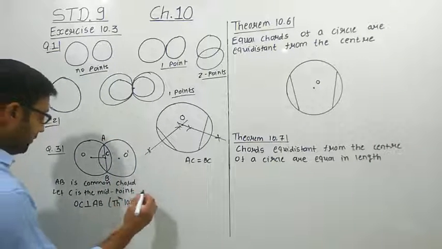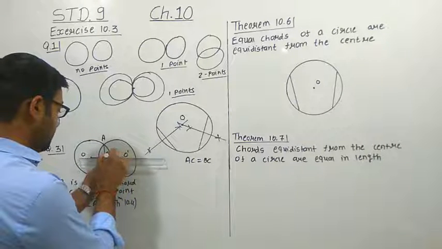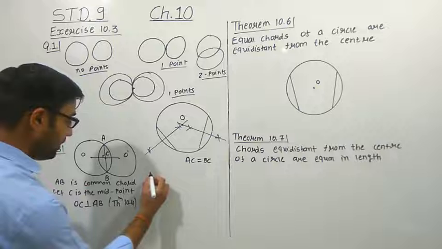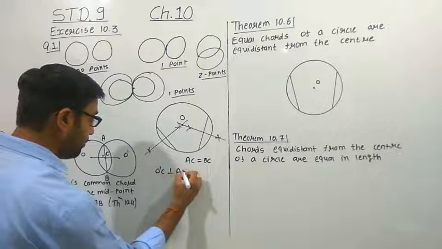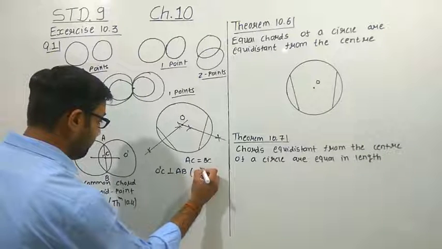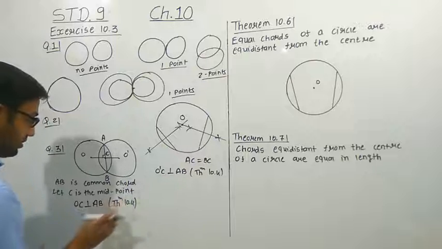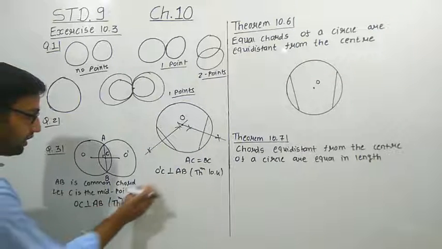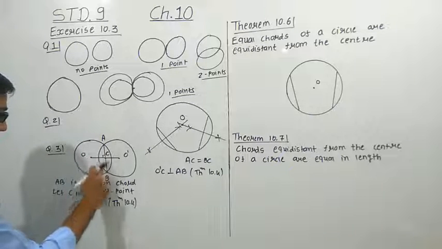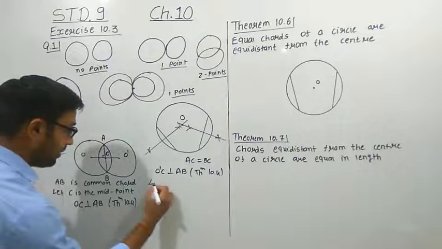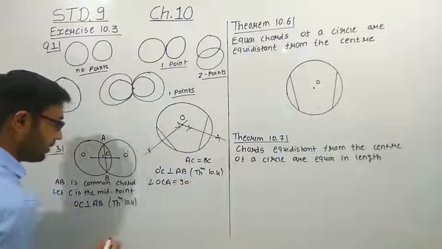In the same way, if we join O dash and C, then what will happen? Here also we can write down that O dash C is perpendicular to AB according to theorem 10.4. Now both these line segments, OC is perpendicular to AB, O dash C is also perpendicular to AB. So the angle we get, angle OCA, is equal to 90 degrees.